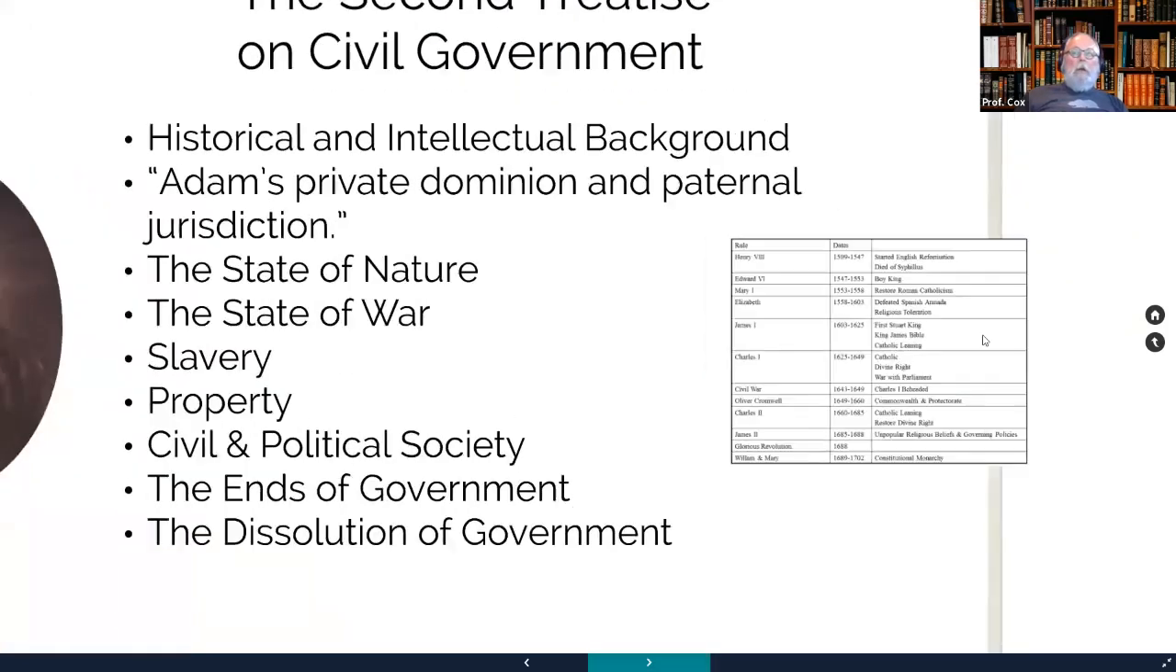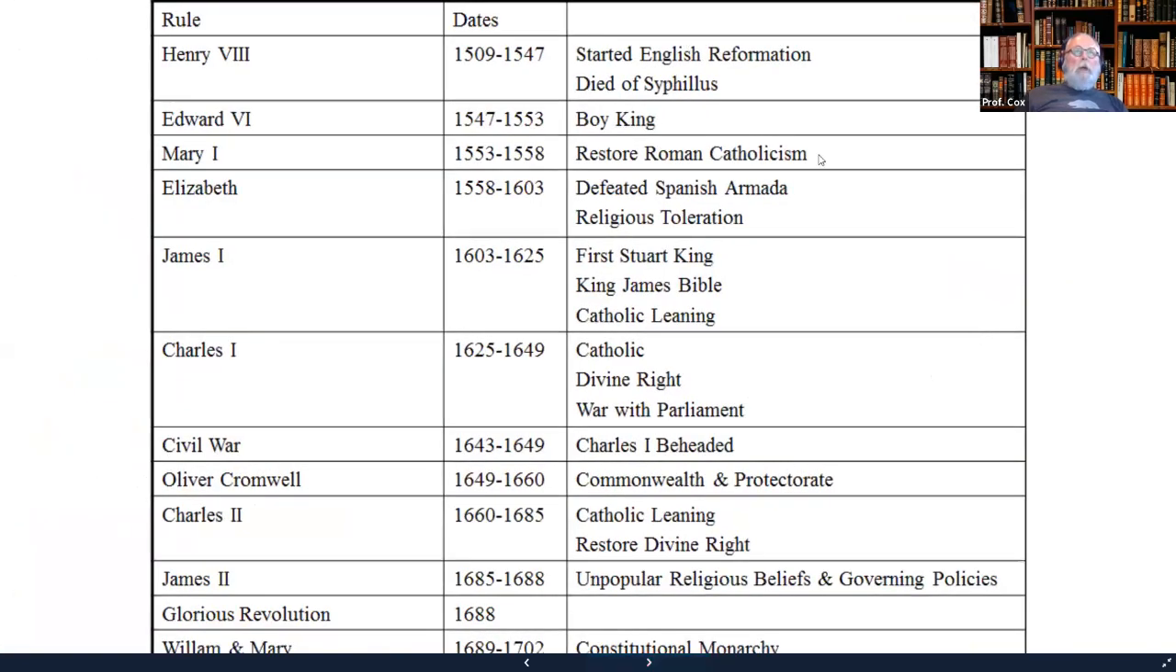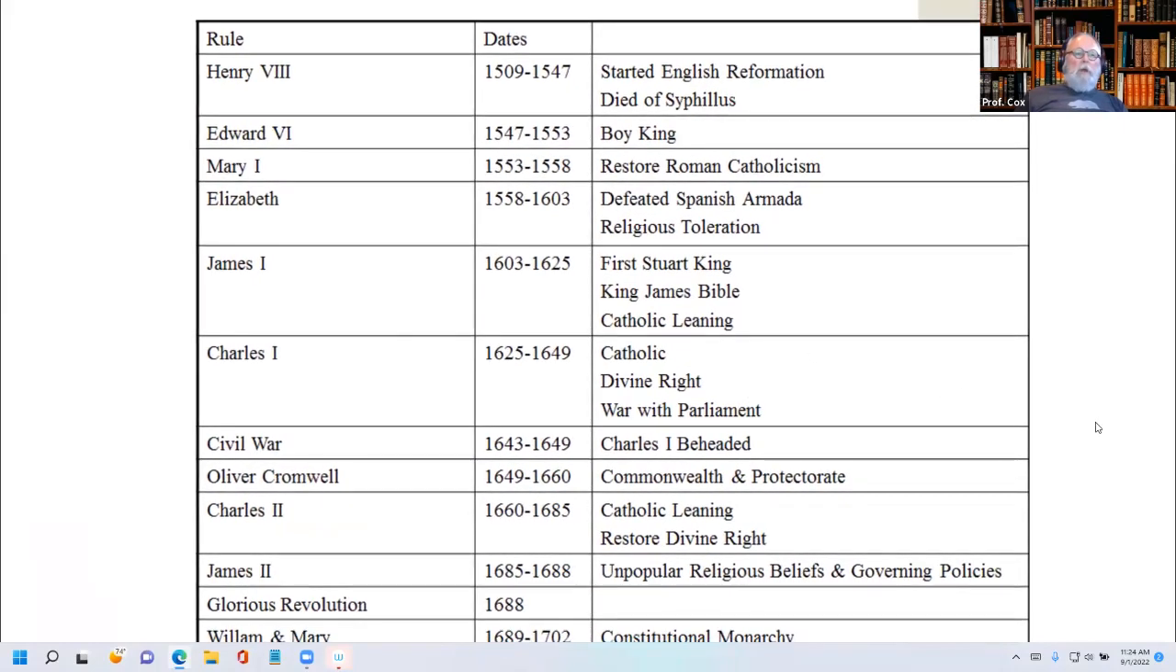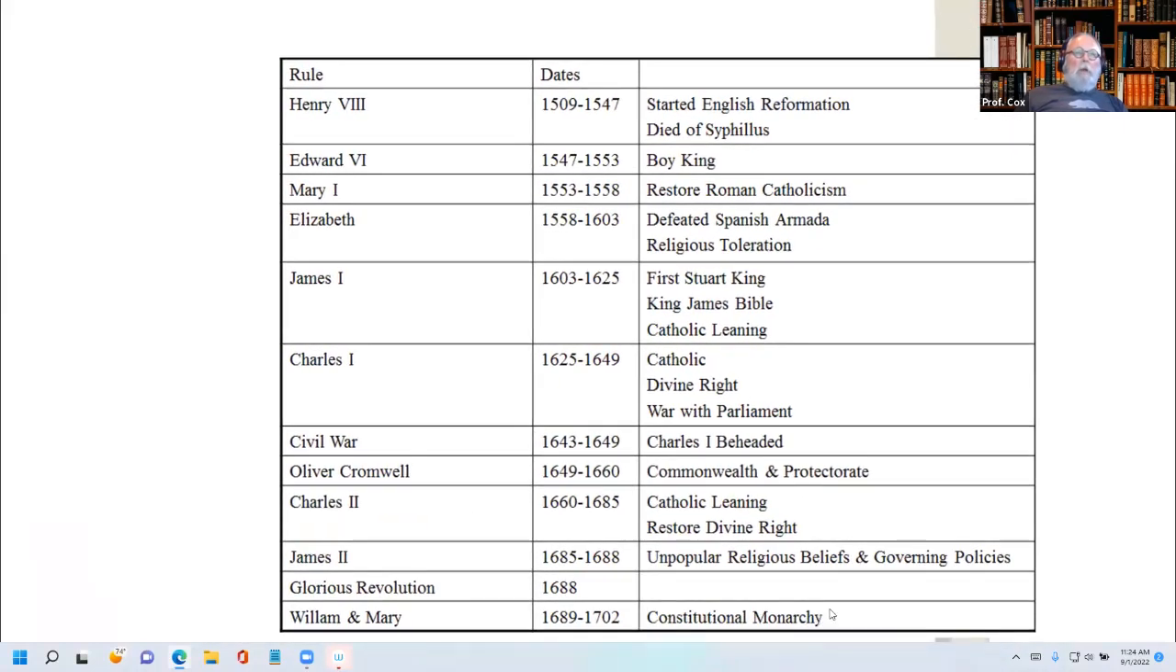This image right here is a pretty important image. Somebody's got chat. Okay, it's a pretty important image because it is a very, very bare bones history of England from the time of Henry VIII until the time of the institution of the constitutional monarchy, right?